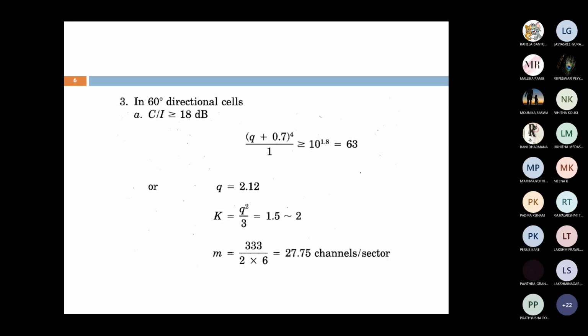Whenever K equal to 2, how many number of cells? That is only 2 cells. Here we are applying the 60 degree directional cells, nothing but each cell divided 6 times, that is 2 multiplied with 6. Then the total number of channels M equal to 333 divided by 12, which is equal to 27.75 channels per sector.